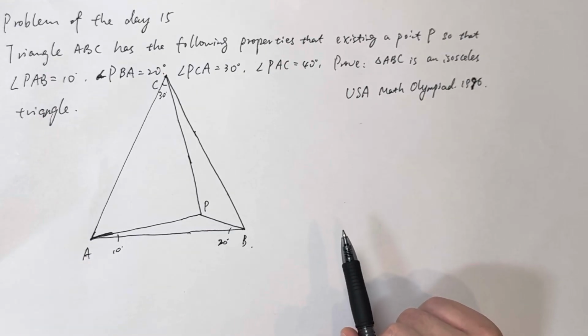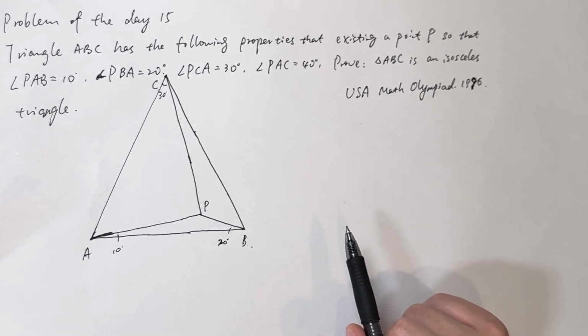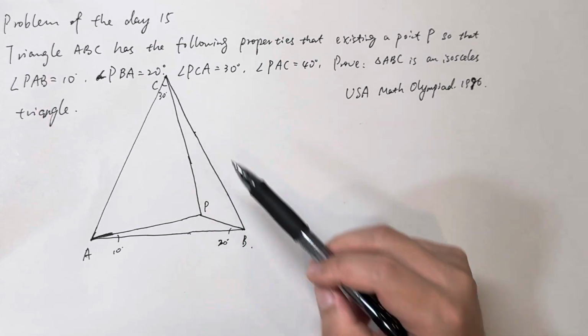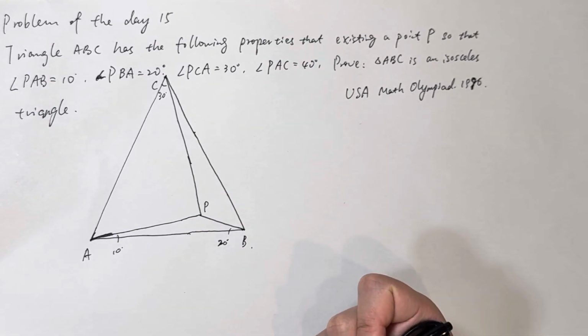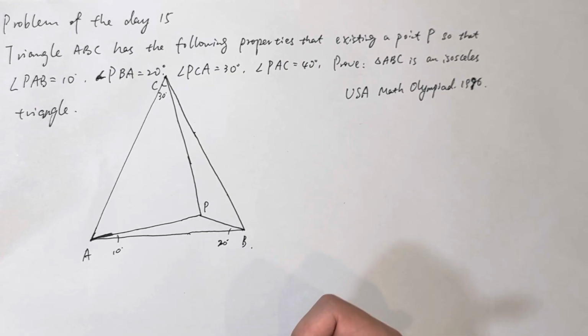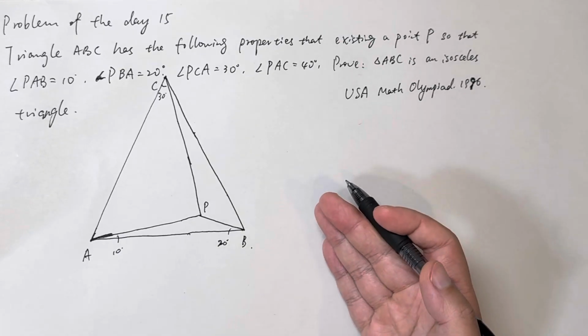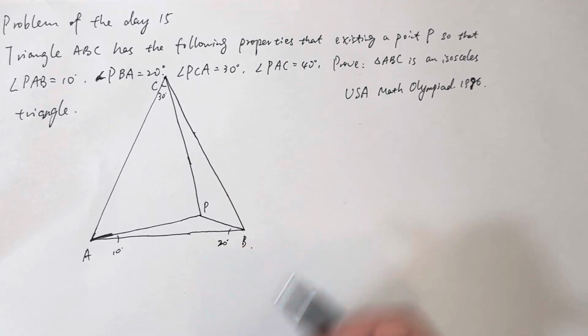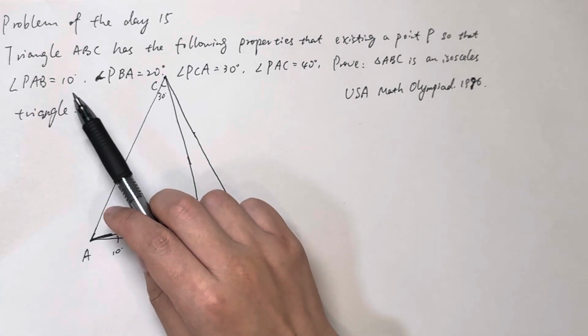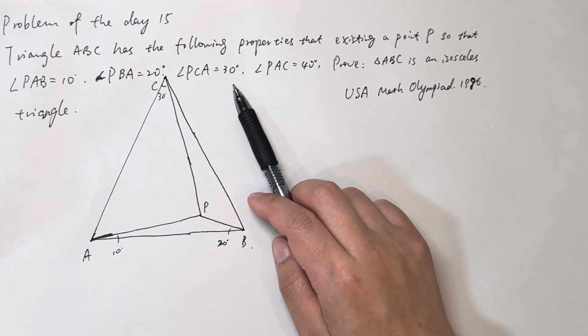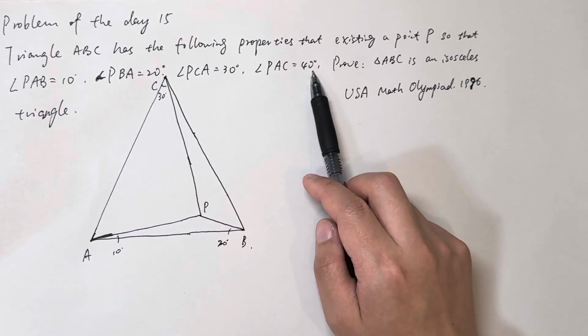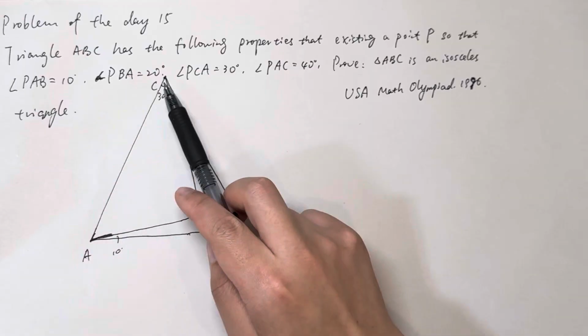So basically, it's asking us to calculate for the angle PBC and angle PCB, right? Once we know all the angles of the triangle ABC, we can easily prove it's an isosceles triangle. So the question is that how can we, of course we need the auxiliary lines, right? But the question is how can we add the auxiliary line? For this problem, we notice that 10 plus 20 equals to 30, 30 plus 10 equals to 40, or 10 plus 10 equals to 20.